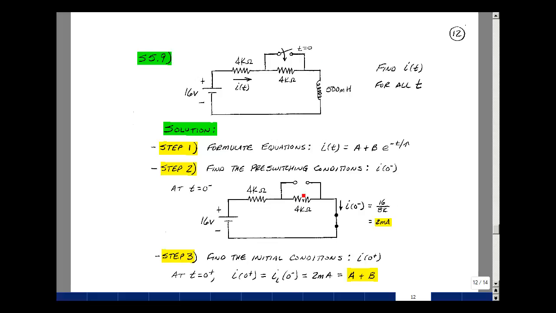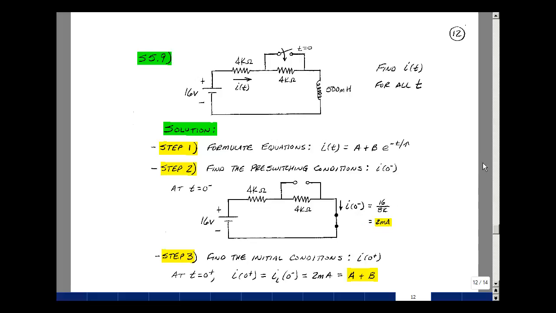Step 2 is to find the pre-switching conditions. Find the current in this resistor when the switch is open for a long time. As we showed in the Chapter 5 lecture notes, an inductor in a DC circuit for a long time looks like a short circuit because V is equal to L di dt. If the current isn't changing with time, its derivative is 0. The current in the inductor is the current in our 4K resistor. That is our I of t. Current that's flowing is 16 volts divided by 8K, or 2 milliamps.